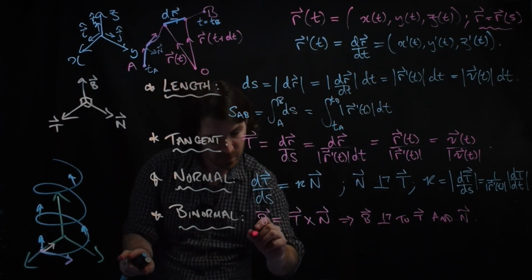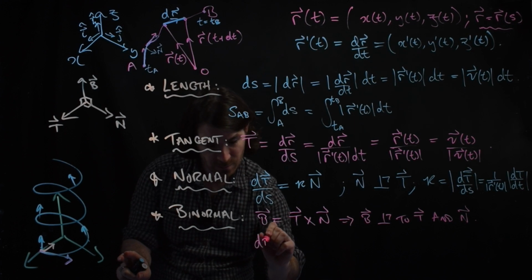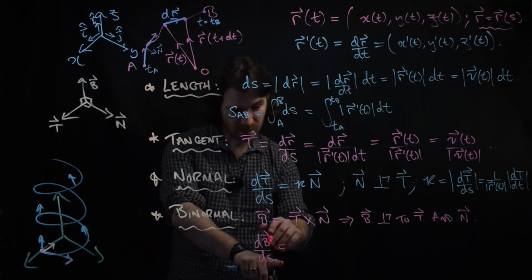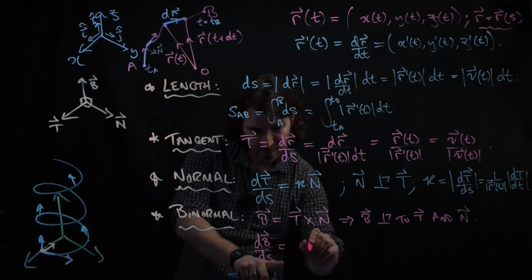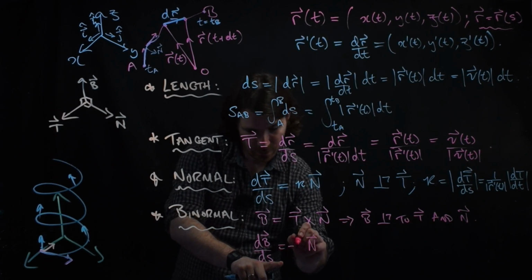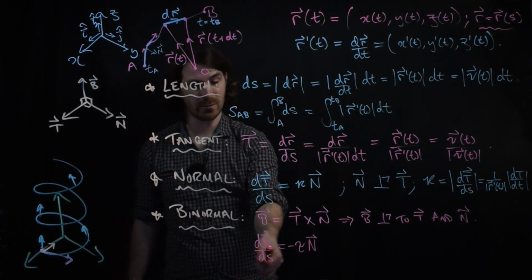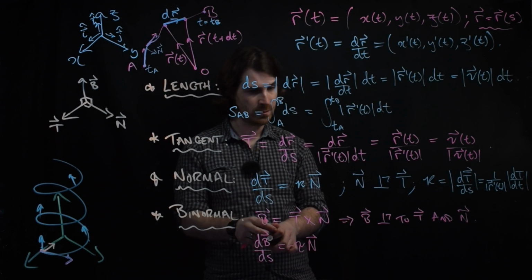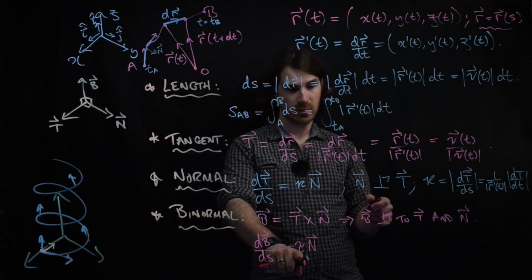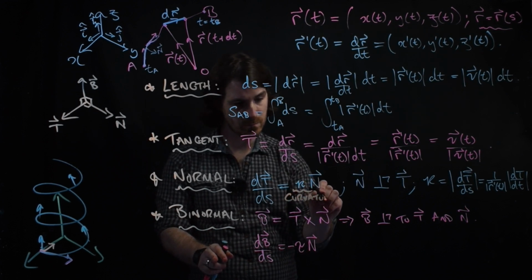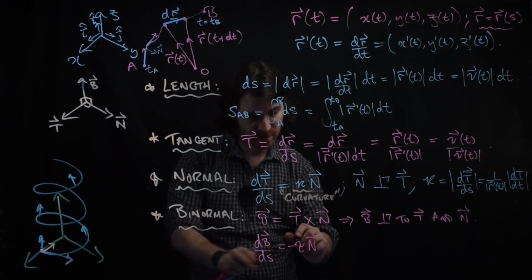And we thought about how db by ds, so how b changes as we move along the curve. We saw that this was a vector that points in the direction of n. And we gave this constant of proportionality, the length of this vector, the name minus tau. Let me make some things clear. So this is the curvature, and this is the torsion.